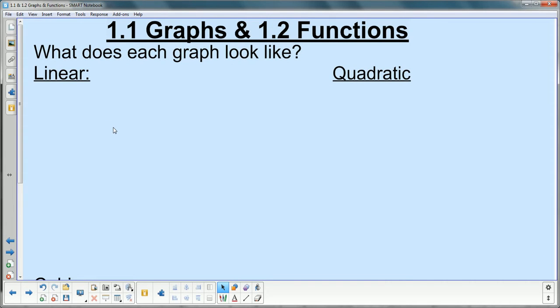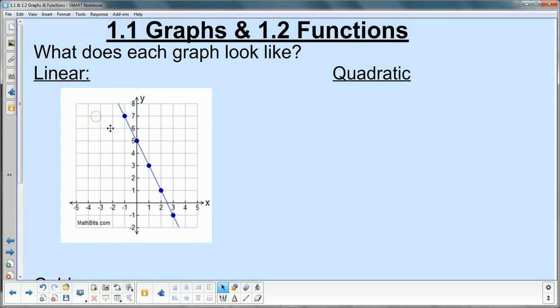So linear, again these are nothing new for us. Linear is just going to be a straight line. This one has negative slope. Rising left to right would have positive slope, and you can even add in there your equation for a linear function using function notation. f of x equals mx plus b.